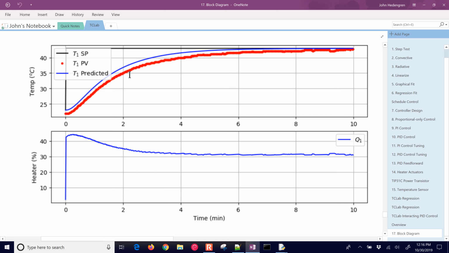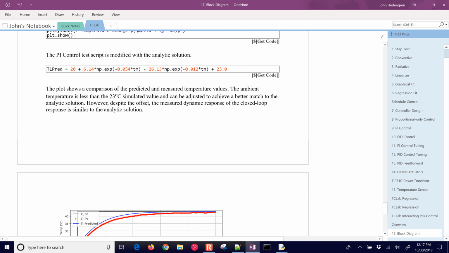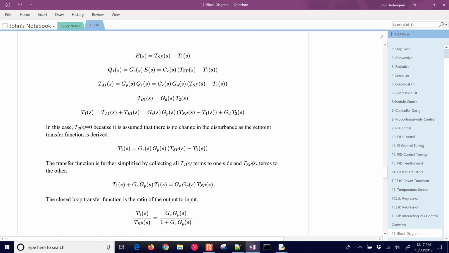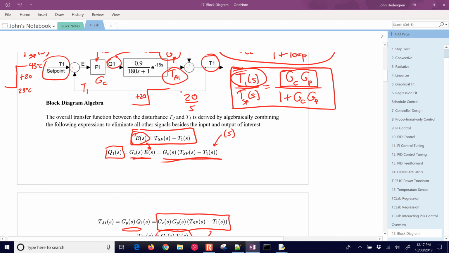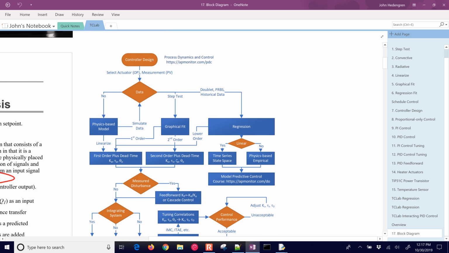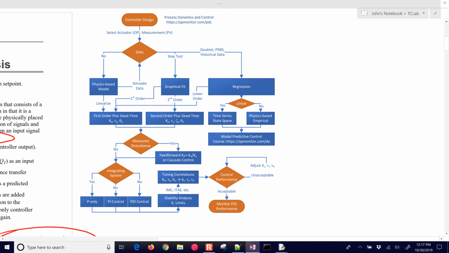All right, that's it. We've used a block diagram to help us compute what the expected closed loop response is going to be, both to a disturbance but also to a set point change for a PI controller. And let me just come back up here to the overview of the course and where we are on this map.